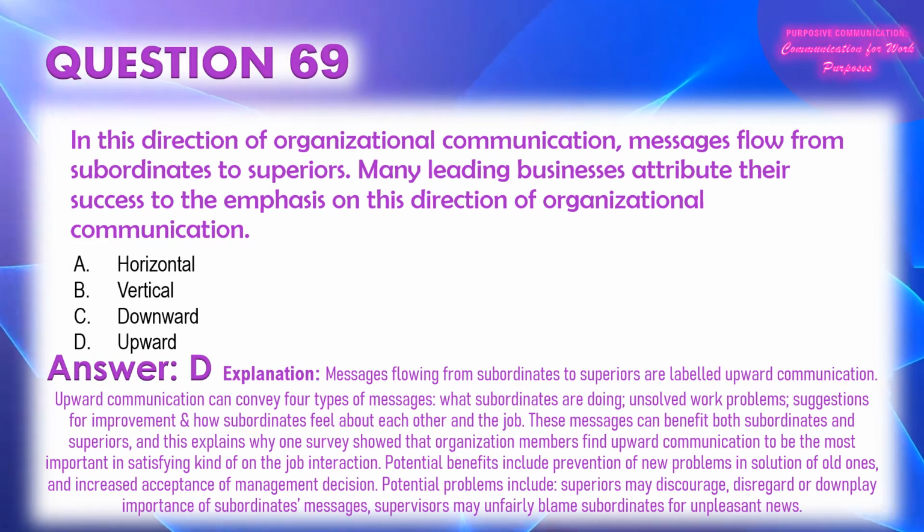Upward communication can convey four types of messages: what subordinates are doing, unsolved work problems, suggestions for improvement, and how subordinates feel about each other and the job. These messages can benefit both subordinates and superiors, and this explains why one survey showed that organization members find upward communication to be the most important in satisfying kind of on-the-job interaction.